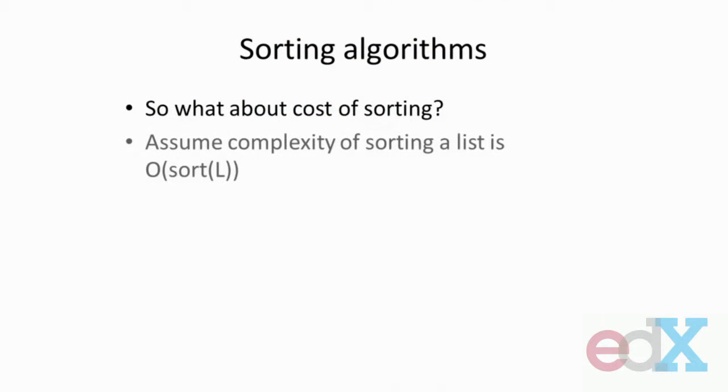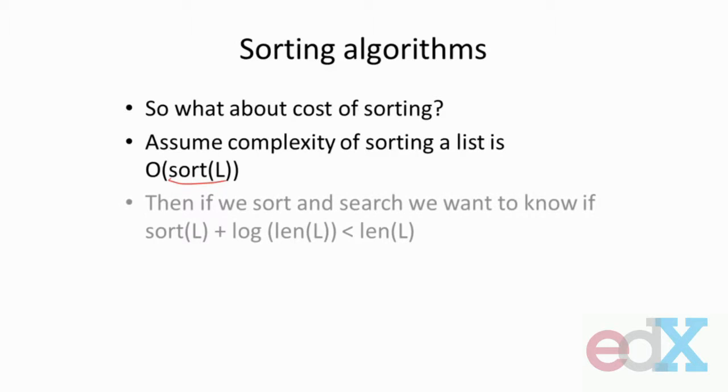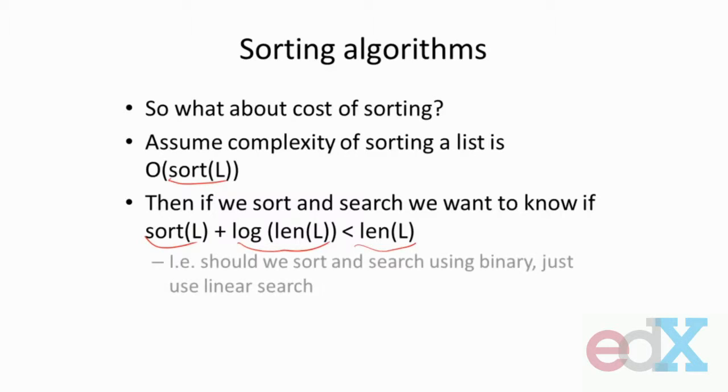So the question we want to ask is, gee, is it better to actually sort a list and then use the binary search to find things? Or should I just stick with linear search? So let's assume that the complexity of sorting a list is just something we'll call order of sort of L. We don't know what it is here in a second, but we'll come back to it. So then what we're really asking is, if we sort and search, is the cost of both sorting and then doing binary search, which is great, less than just doing straightforward linear search? In other words, is it better to sort and search, or should we just stick with the linear search?